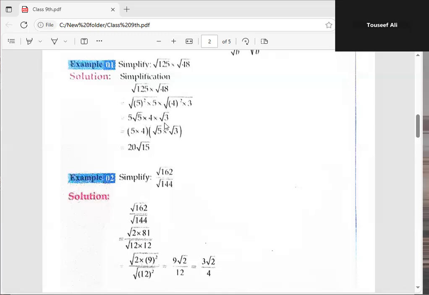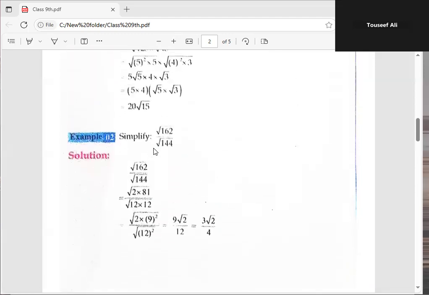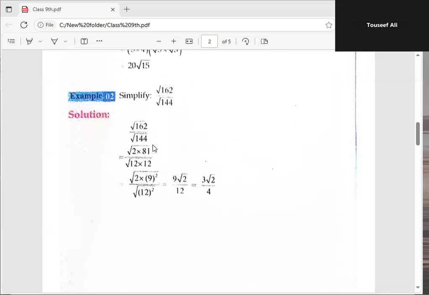In these two terms, 5 and 4 are constants, and root 5 and root 3 are surds, which come under the root. The constant numbers will multiply each other: 5 multiplied by 4, and root 5 multiplied by root 3. 5 fours are 20, 5 threes are 15, which comes under the root: 20 root 15. This is the simplified form of this question.